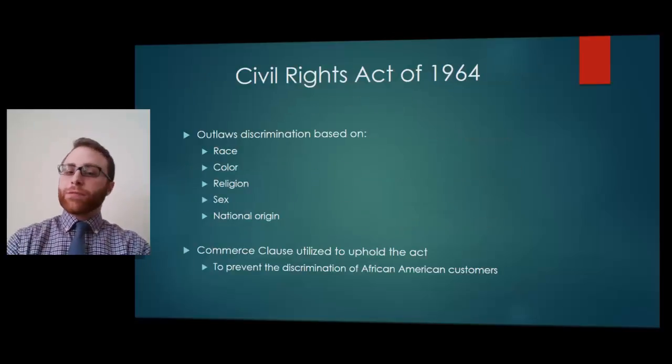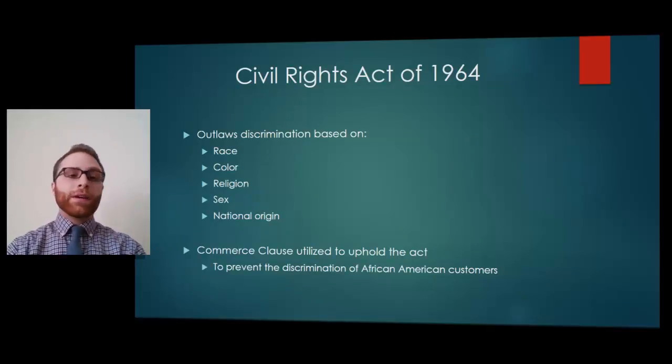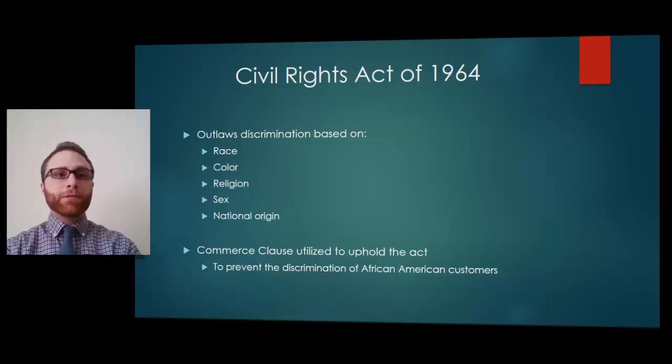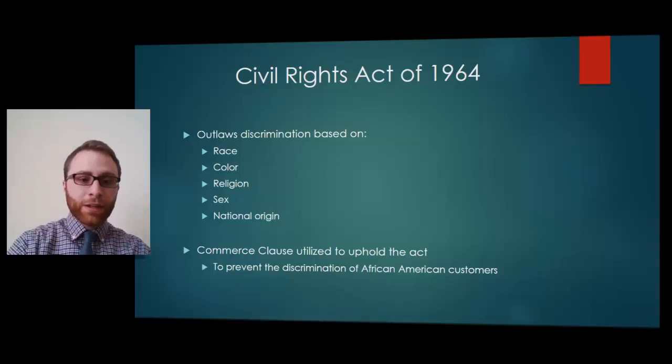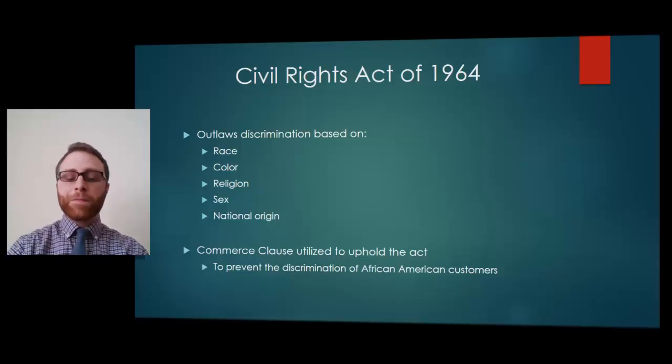Next, I'm going to talk about the Civil Rights Act of 1964. The Civil Rights Act of 1964 outlaws discrimination based on race, color, religion, sex, and national origin. This allows people to be treated fairly in the workplace and consumers to be treated fairly as well. Everyone should be treated equally. So the Commerce Clause was utilized to uphold the act. And the goal of this was to prevent the discrimination of African American customers.